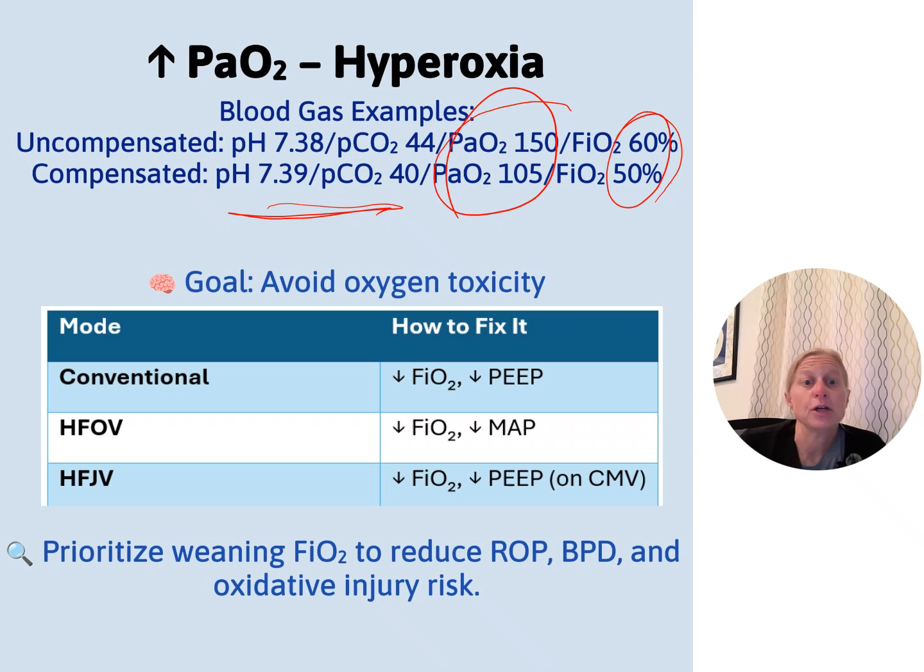What are some things that we could be doing? On the conventional ventilator, we could decrease our PEEP. On the high frequency, we could change our MAP. And on the jet, we could decrease our PEEP. We have not been talking about weaning the jet a lot. The jet weaning often comes from the x-ray.